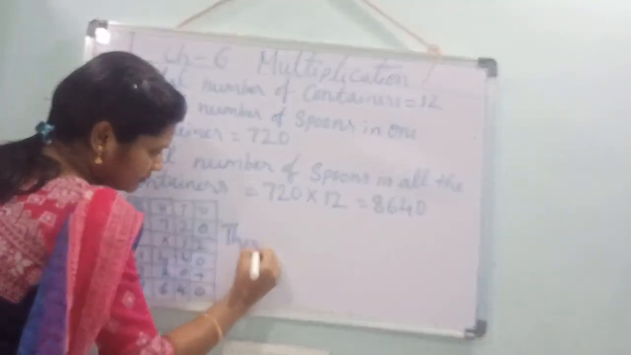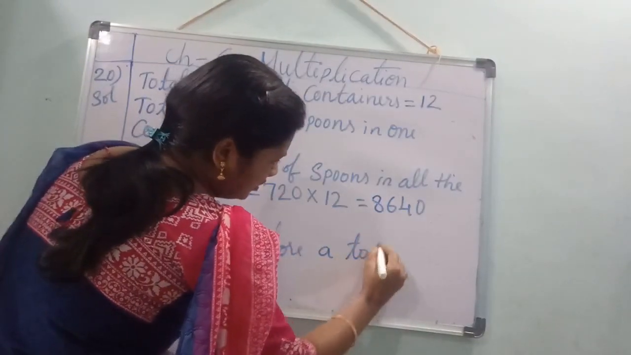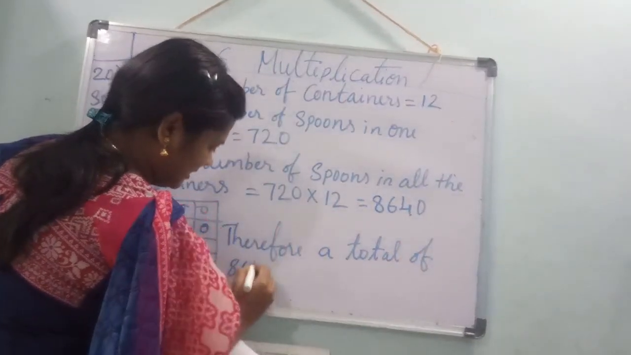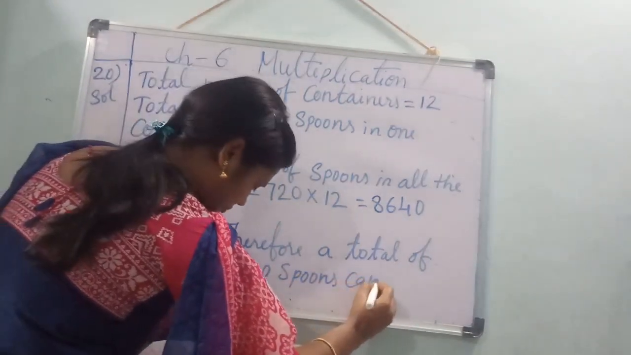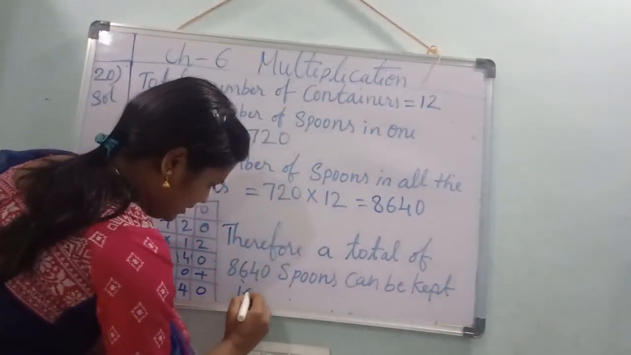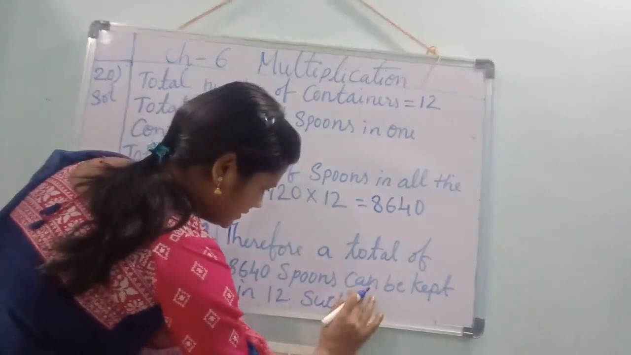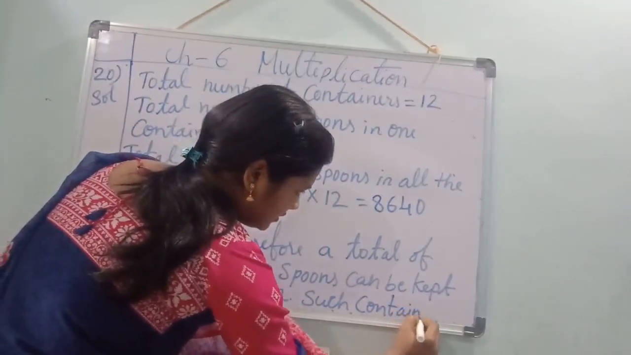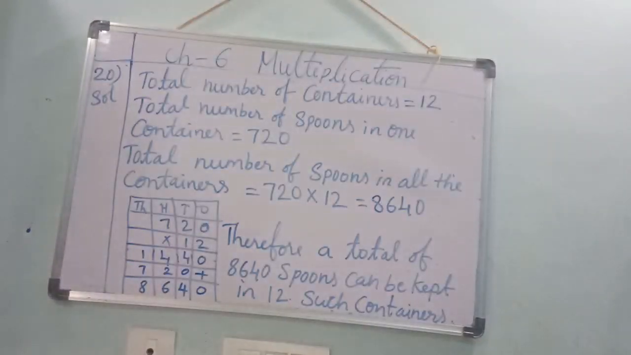Therefore, a total of 8640 spoons can be kept in 12 such containers. Understood? Copy.